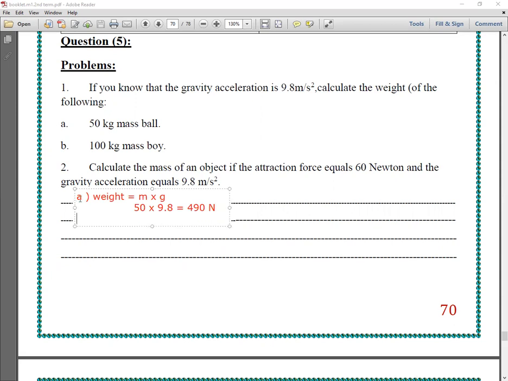B, weight also equals mass times gravity. So a 100 kilogram mass boy, so 100 times 9.8 equals 980 Newton.